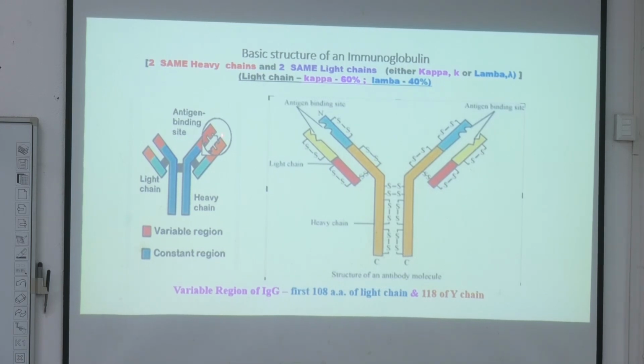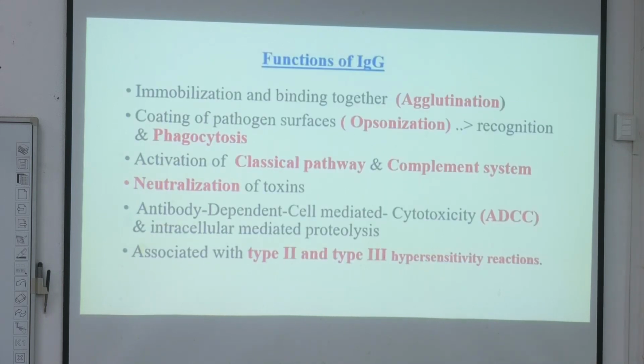And the variable region of IgG, for example, the first 108 amino acids of the light chain and 118 amino acids of the gamma chain will constitute the variable part, which will bind to the antigen, and that is specific. So this function of IgG is very important. So immobilization, because it is binding, so it will cause agglutination. What is agglutination? Agglutination is basically formation of antigen antibody complex, throwing it out of the solution so that you can get a visible precipitate.